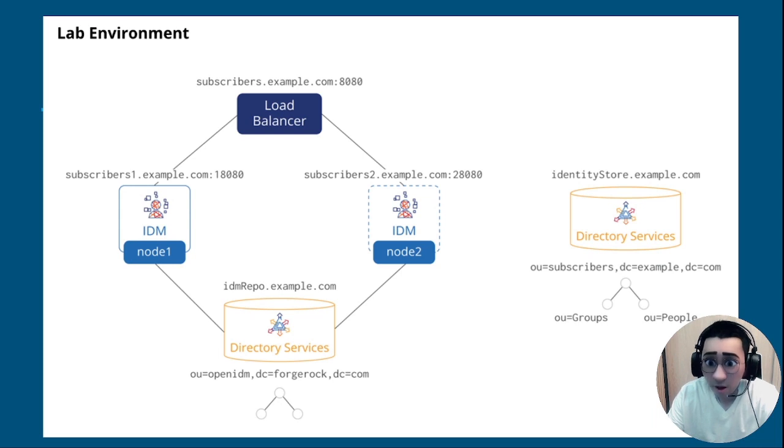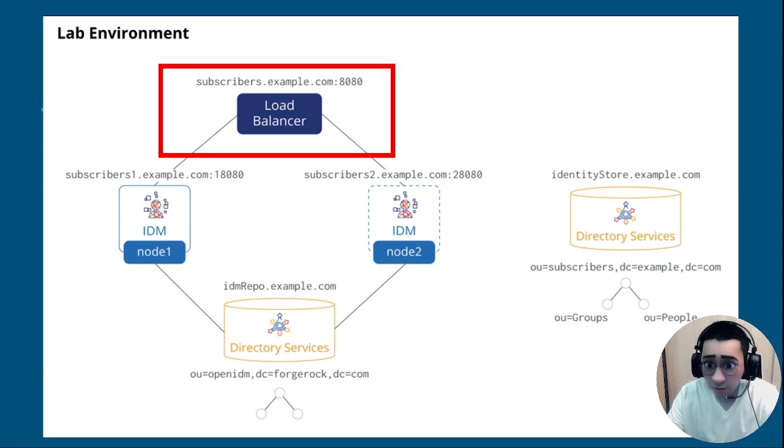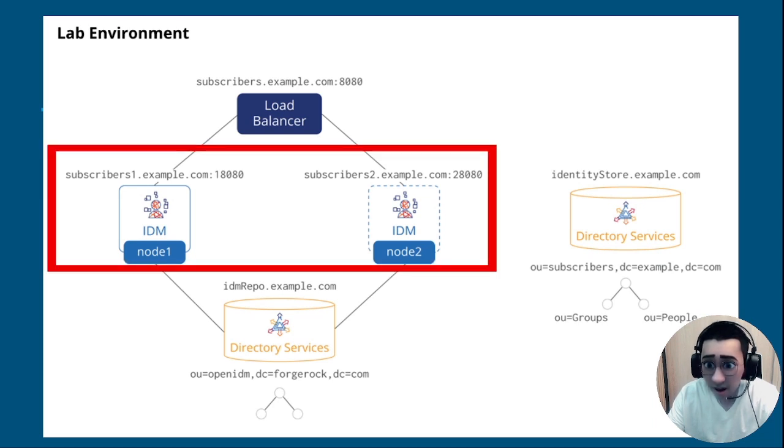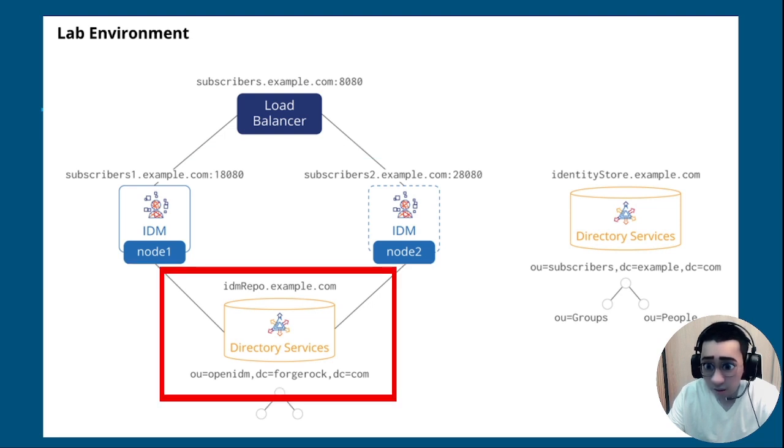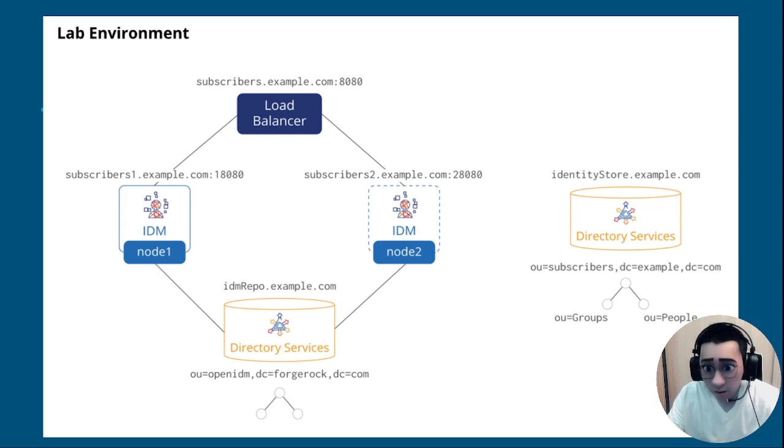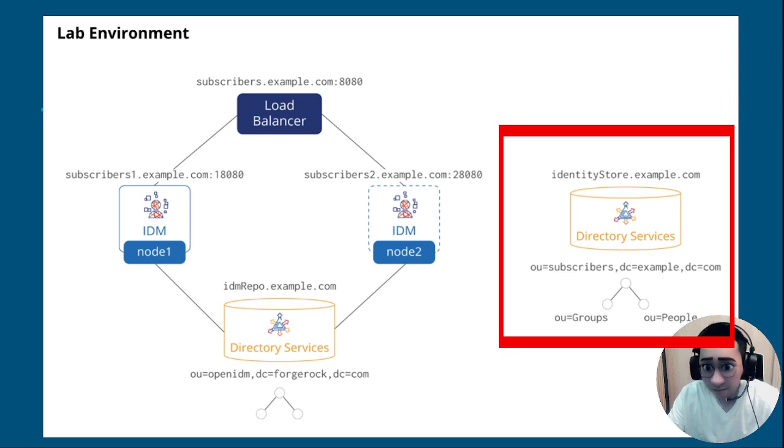In the lab environment, this is the architecture we will end up creating. We will only have a single load balancer, and we will have two instances of IDM in a cluster. And we will have a single identity manager repository as a ForgeRock directory server. So we won't really put in a full configuration as shown in this slide, but it's a starting point.